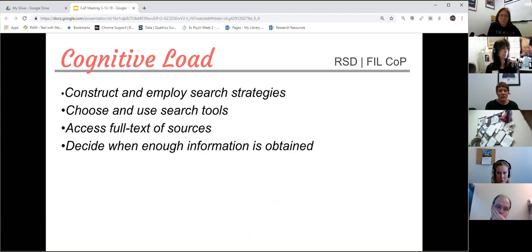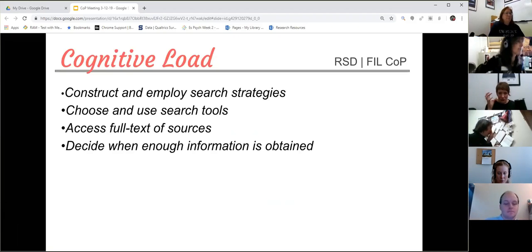So here's a pretty typical list of tasks that students have to do at the beginning. This is just the embark and clarify. This isn't even dealing with the rest of the RSD facets, right? You have to construct and employ search strategies, choose and use search tools, access the full text sources, and decide when you've obtained enough information. That's like the very basics of what you have to move through to start a research project.